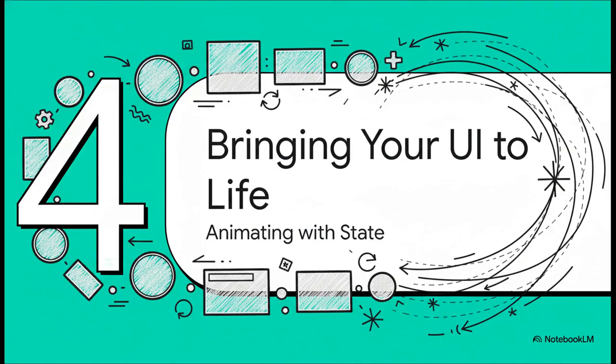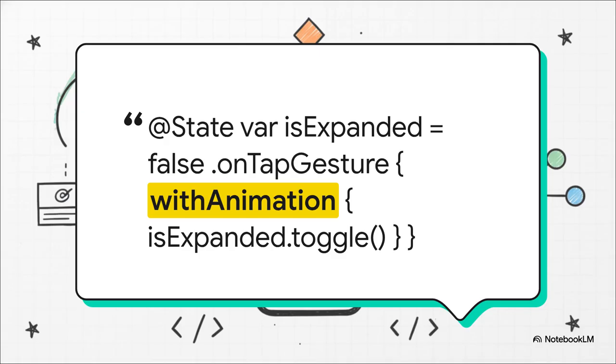Okay, our components are now reusable, they're data-driven, and they're interactive. So let's move on to our 4th pattern and really bring them to life with some state-driven animations. The key, the absolute hero here, is the @State property wrapper. isExpanded is just a simple piece of state, a single source of truth that controls whether or not we see those extra details. So when the user taps, all we do is toggle that state, but we do it inside a withAnimation block.